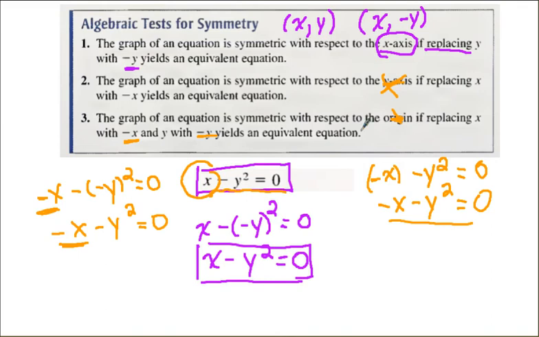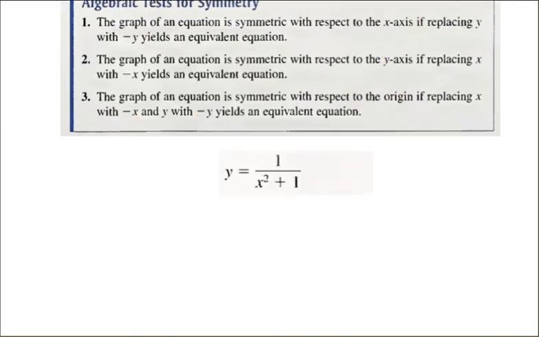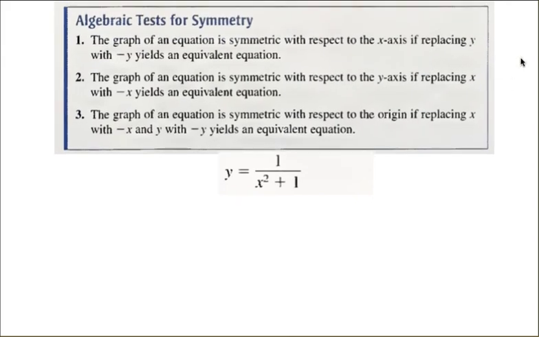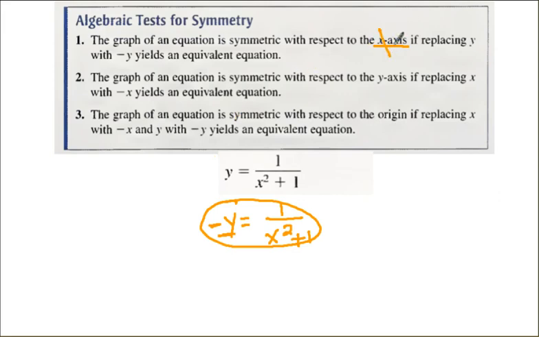Alright, let's do one more quick example and then we'll move on here. So, same thing here, same rules apply, they always do. If I want to check for x-axis symmetry, I'm switching the y values. So I have negative y equals 1 over x squared plus 1. You can tell right off the bat here that this is not going to work because of this negative value here. So x-axis symmetry is a no-go.